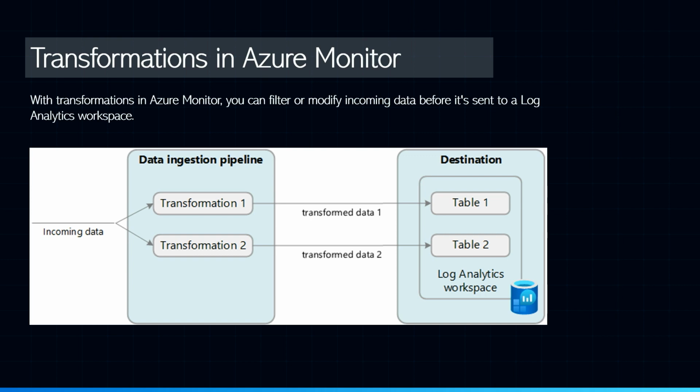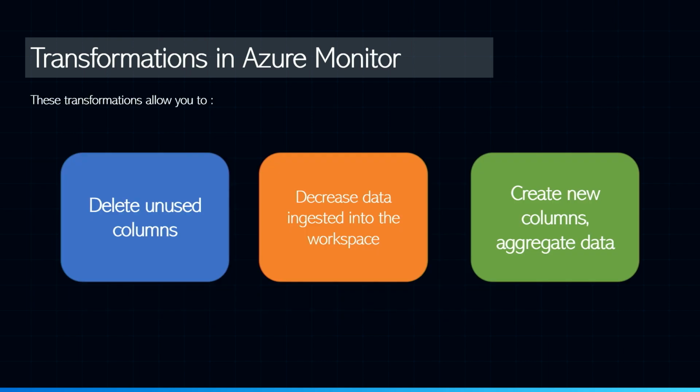To help optimize costs, we now have transformations in Azure Monitor, which allow you to modify or filter out incoming data before it is sent to your log analytics workspace. With these transformations, you will be able to delete any unused columns, decrease data ingested into the workspace by filtering out entries that don't fall into your criteria, such as only 429s or requests that fall above a particular threshold, and even create new columns or aggregate data. Let's go over how to add transformations to your workspace.